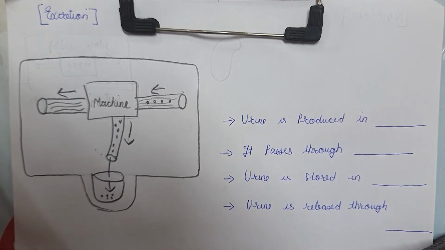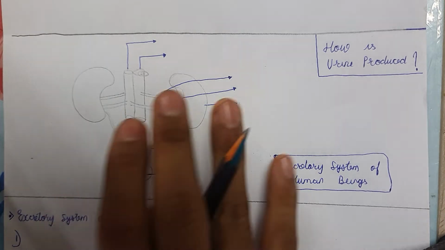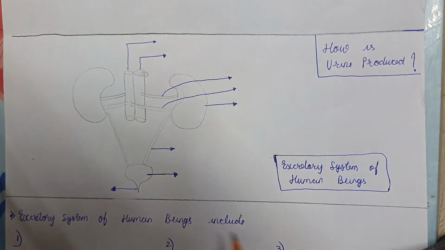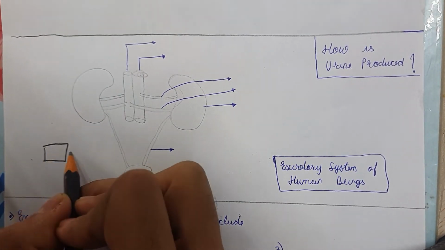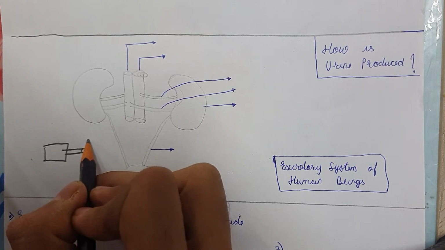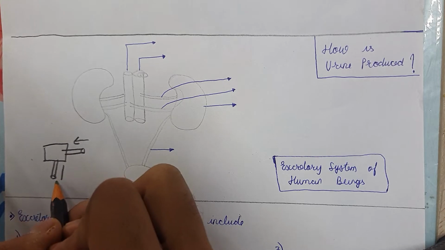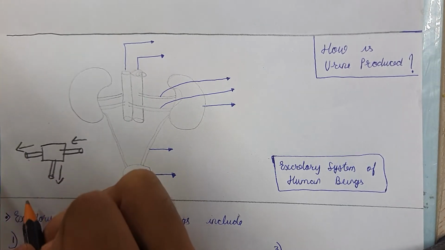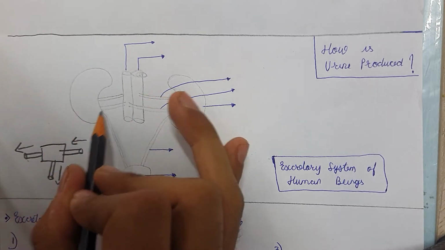Now a similar mechanism works in our kidney also. And now we are going to study the same mechanism in the kidney. So for reference I will draw that machine here. This is that machine. From here impure water was coming, the impurities were going in this direction, and the pure water was going in this direction. So now we are going to apply this same principle on the kidney.